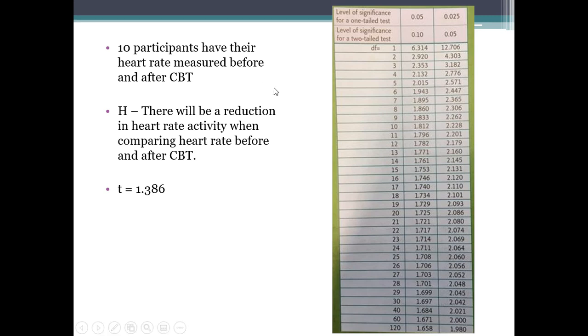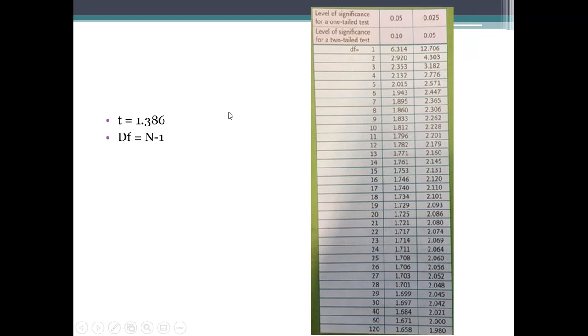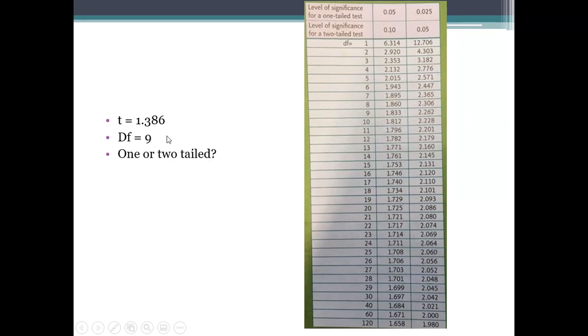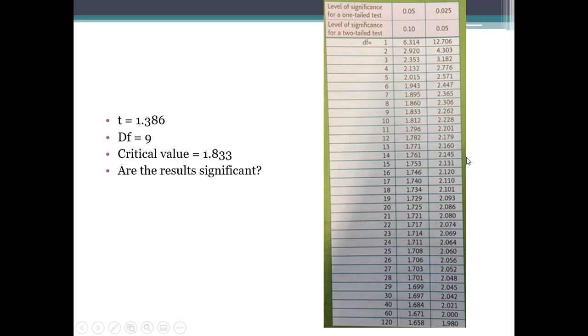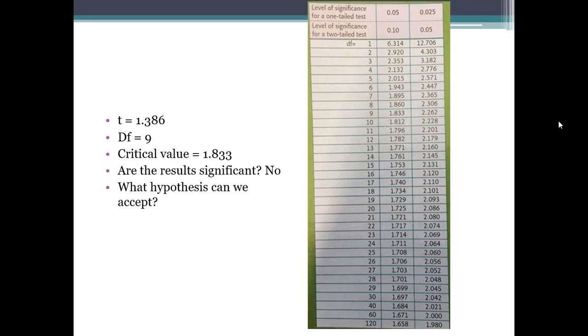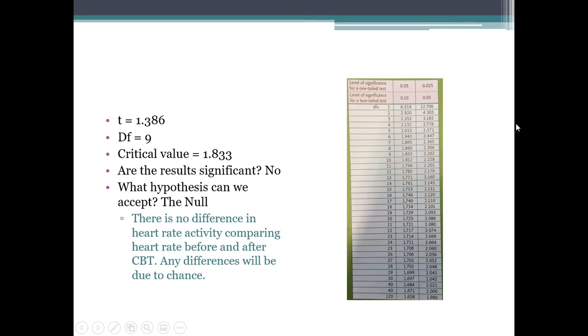You've got 10 participants, so your degrees of freedom is 10, take away 1. So that's 9. Is it a 1 or 2-tailed test? It asks for a reduction, so it's a 1-tailed test. Your critical value, so you've got a 1-tailed test at 0.05, you go down to a degree of freedom of 9. So your critical value is 1.833. Are your results significant? Your t-value, so your observed or calculated value, is 1.386. The critical is 1.833. Your results are not significant, so you accept the null hypothesis, and that is your conclusion.